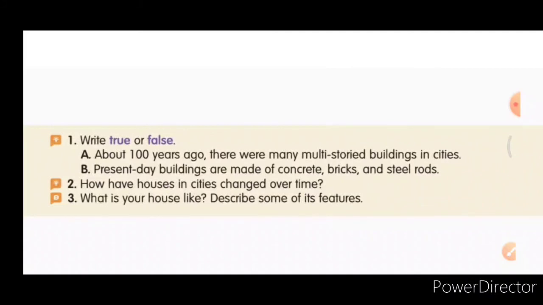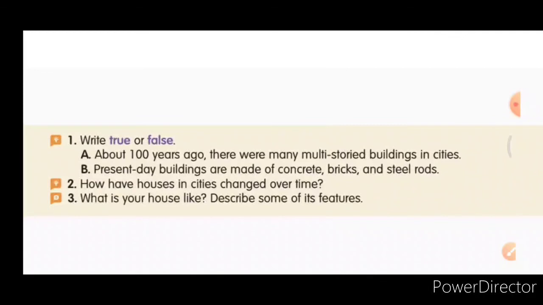B. Present day buildings are made of concrete, bricks and steel rods. Yes, it is true. So, you are going to write true for B1. Second question, how have houses in cities changed over time? Okay, what will you write as the answer? Houses in cities in the past were more of bungalows. But now, in the present days, we see more multi-story buildings.